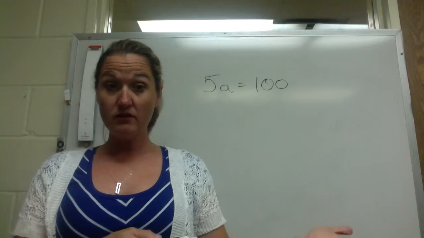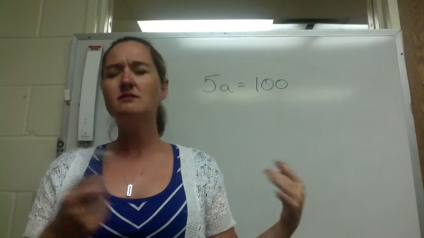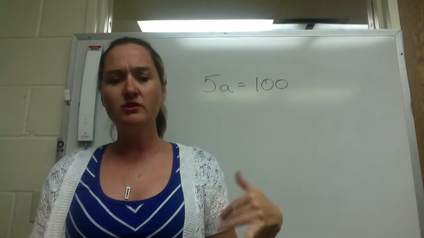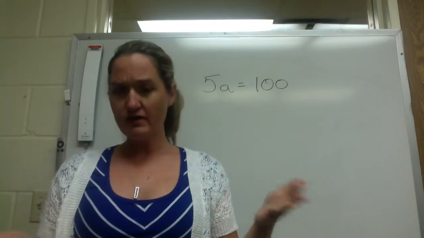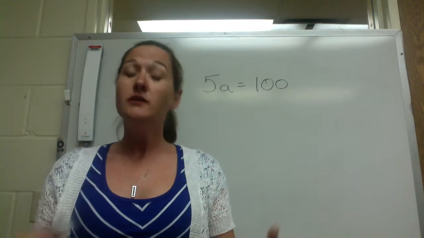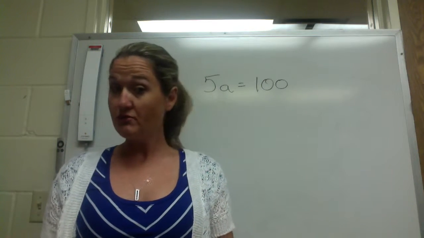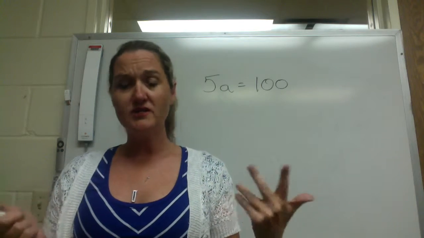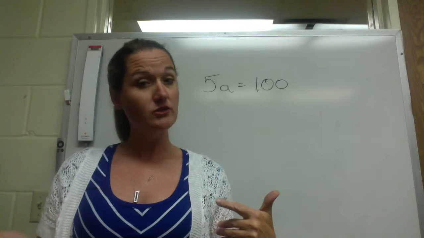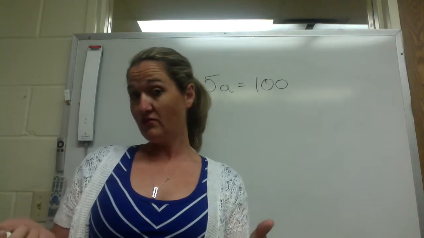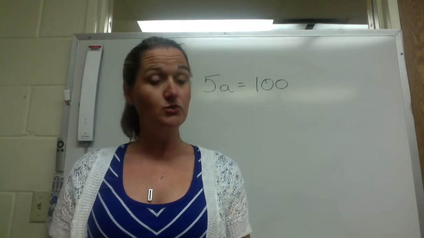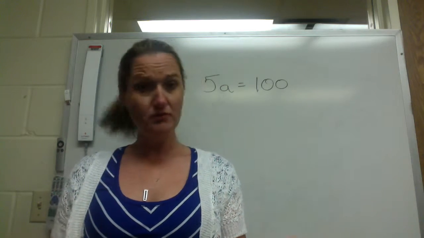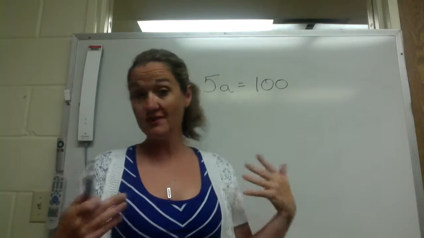When we were adding, what did we do? Say we had a plus 5 equals 10. What did we do to get rid of that plus 5? Yep, we did the opposite, which was subtract 5. And the same thing if we were doing a minus 5 equals 10, what did we do to get rid of the minus 5? We did the opposite, which was to add 5. Well, multiplication and division here are the same way.